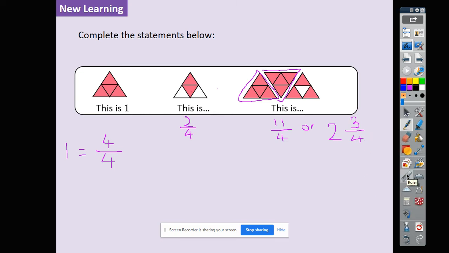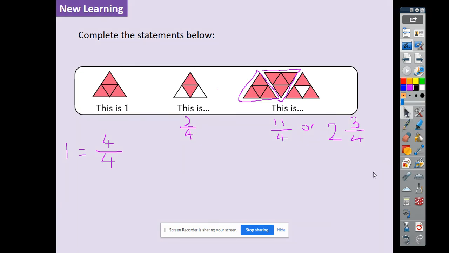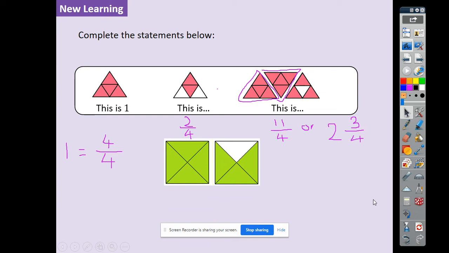Okay, I would like you to have a go at this one. Can you pause the video and write down this as an improper fraction first and then have a go and see if you can write it as a mixed number? So pause the video. Okay, so you should have paused the video and worked that out, so you should now have an answer.